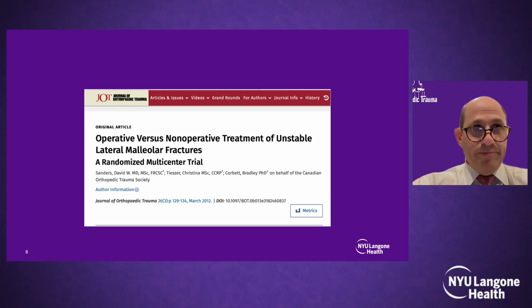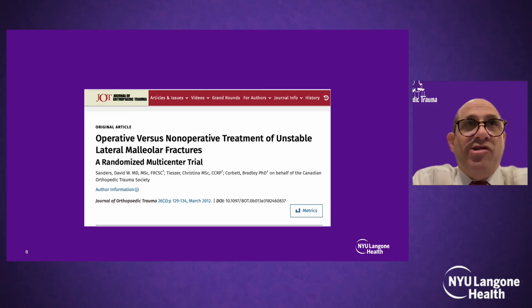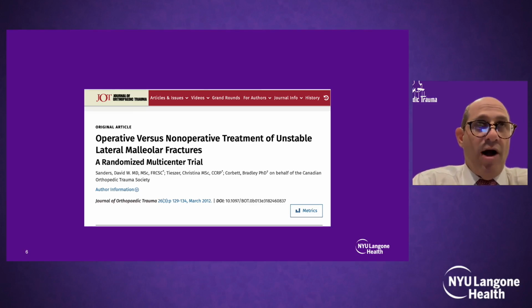Basically, they took people who had an unstable ankle mortise, isolated fibular fracture. They stressed them and they opened more than 5 millimeters, and then they randomized them to operative fixation versus cast fixation. They had about 80 patients, 40 in each group, and the results were somewhat promising, but they did have about 20% of people who had late mortise widening.